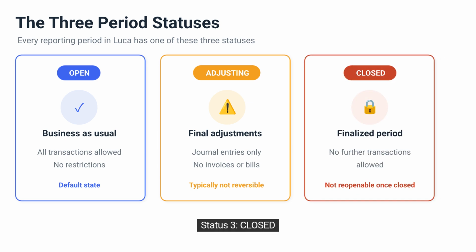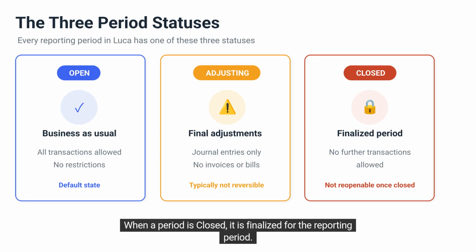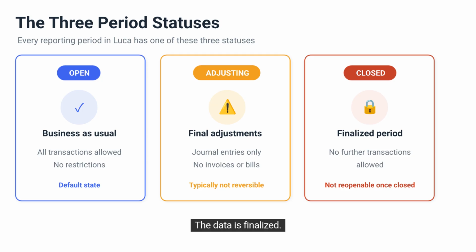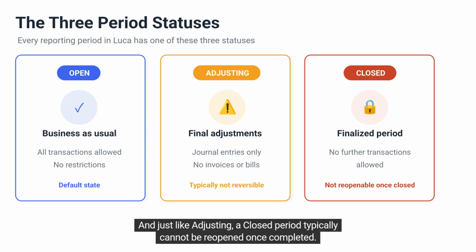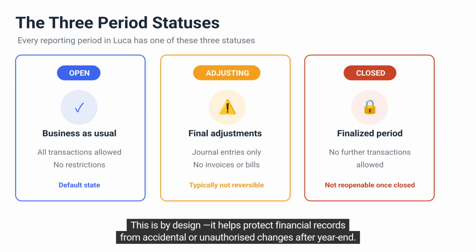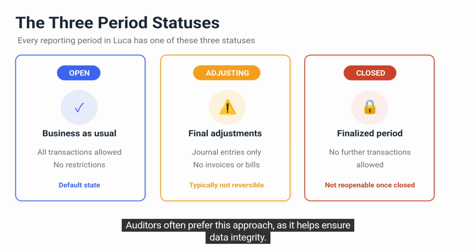Status 3, closed. This is the final state. When a period is closed, it is finalized for the reporting period. No transactions can be created, edited, or deleted for dates inside that period. The data is finalized. And just like adjusting, a closed period typically cannot be reopened once completed. Once it's closed in Luca, it is typically not editable after finalization. This is by design. It helps protect financial records from accidental or unauthorized changes after year-end. Auditors often prefer this approach as it helps ensure data integrity.